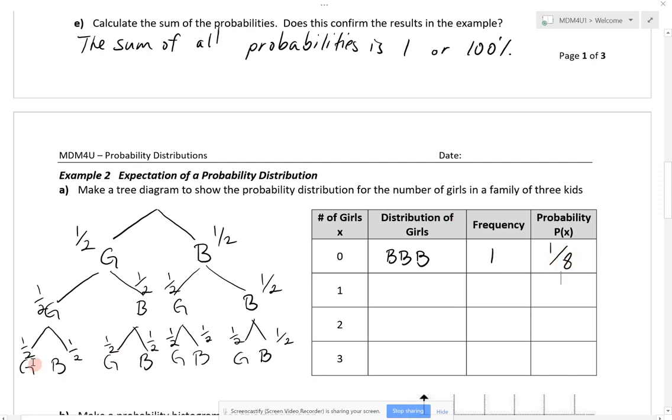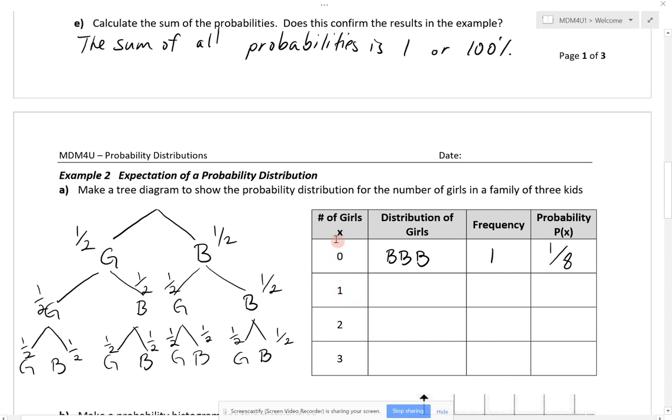Why 8? Because if you count the end of each of these branches, you have 1, 2, 3, 4, 5, 6, 7, 8 possible outcomes. So you have boy, boy, boy; boy, boy, girl; boy, girl, boy; boy, girl, girl; girl, boy, boy; girl, boy, girl; girl, girl, boy; and girl, girl, girl. So you have all 8 different branches to follow from the root of your tree all the way to the end. So what if you have one girl here, continuing our table?